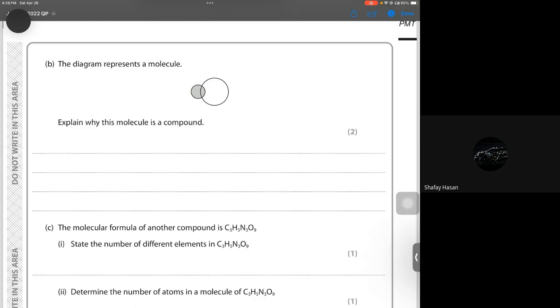Sir, because in the molecule there are two atoms of different sizes. That means they're of two different elements. So it has to be a compound.